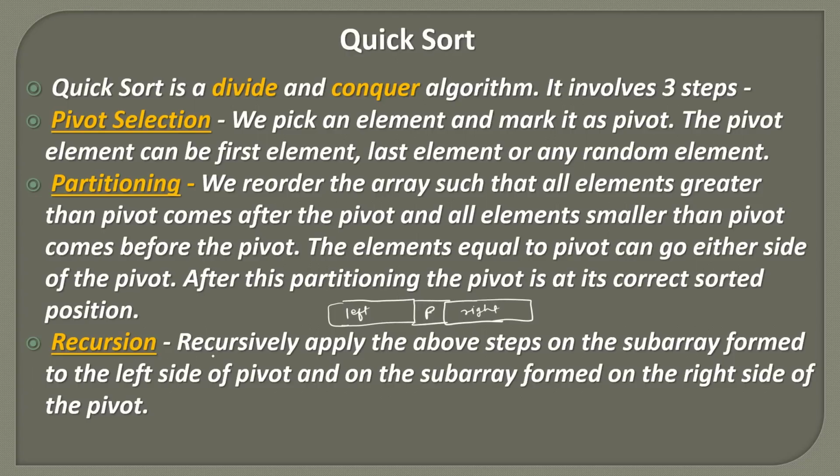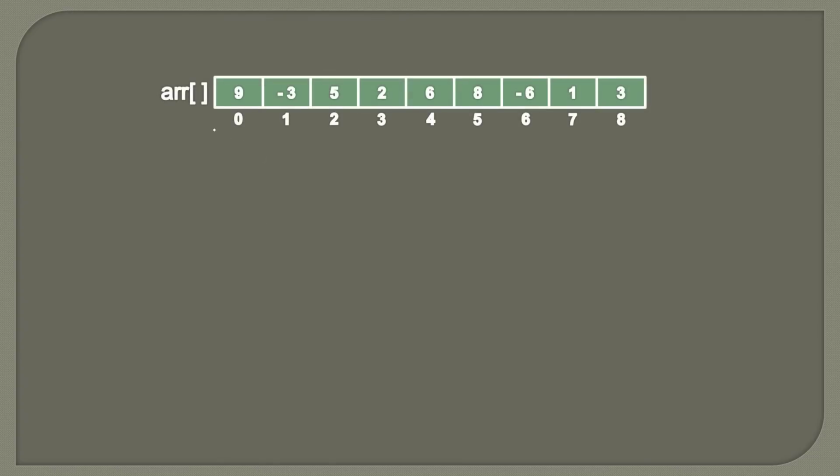In the recursion step, we apply this pivot selection and partitioning recursively on the left side and the right side, and we keep on doing that till the complete array is sorted. So in this video we will see how we do pivot selection and partitioning. Let's say we are given this array. Here we can choose any element as our pivot, but we choose the last element as our pivot.